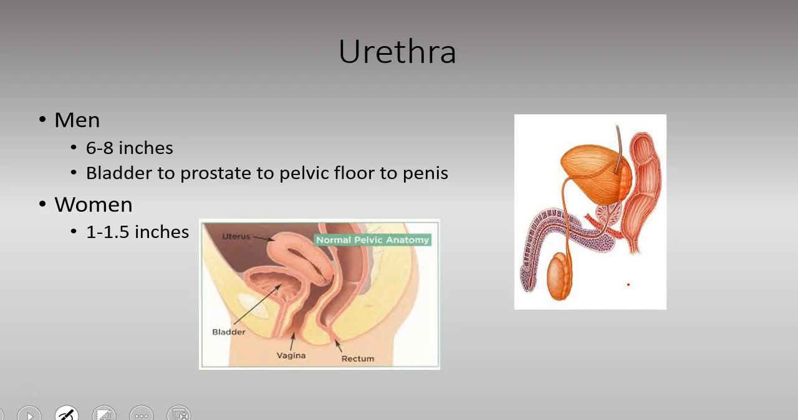So we have the urethra. For men, it's usually 6 to 8 inches long, and it goes from the bladder to the prostate, to the pelvic floor, to the penis. And for women, it's usually 1 to 1.5 inches long. This is why most urinary tract infections happen in females instead of males. The distance between the rectum and the urethra for women is so close together that it is an area that can cause infection. Whereas with men, because the urethra travels so far to get to the bladder itself, there's a lot of room for your body to keep the infection rate down.